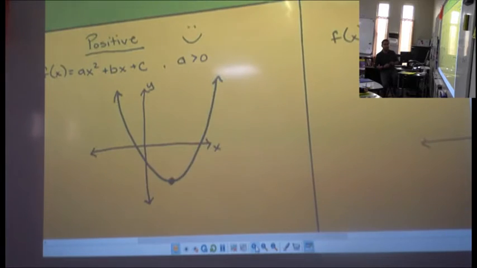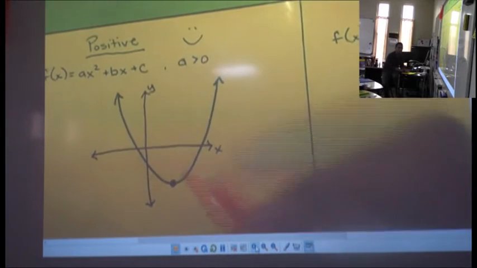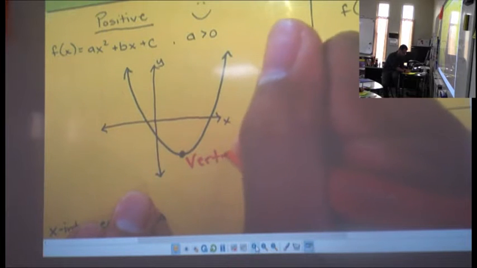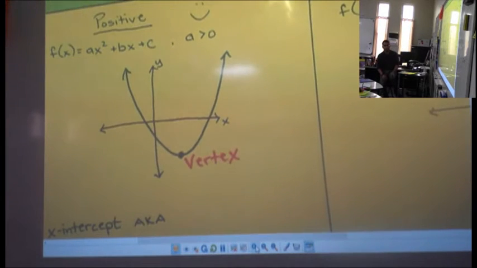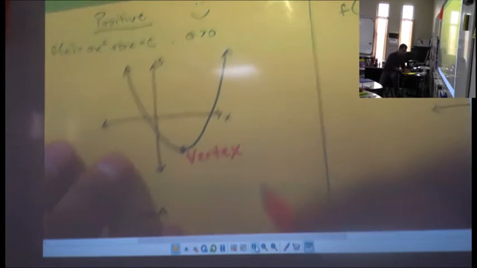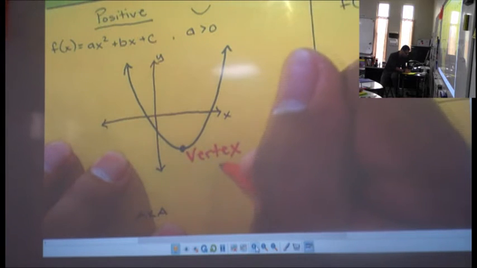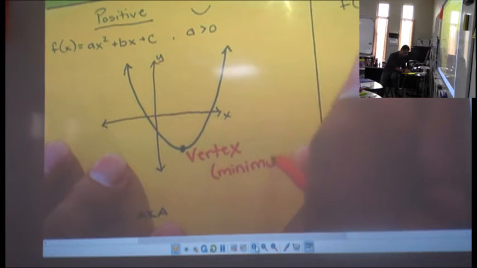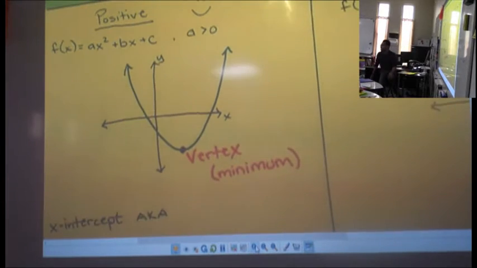Now, there are a couple of things that we're going to label from this. First of all, this thing right over here is the vertex. And when A is greater than 0, this vertex is very specific in that we call it a minimum vertex. Any ideas why this is called a minimum vertex?